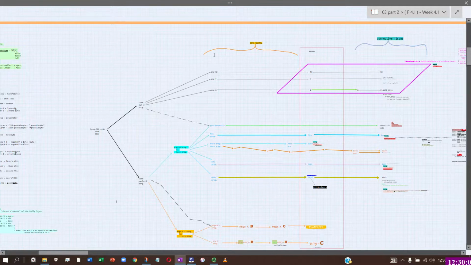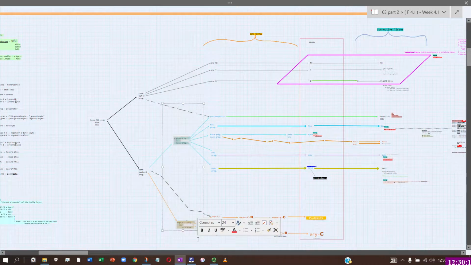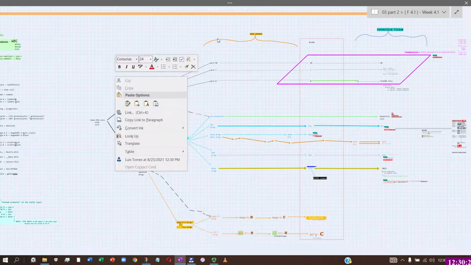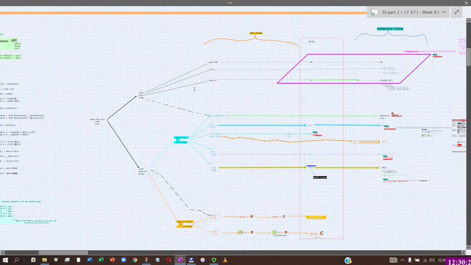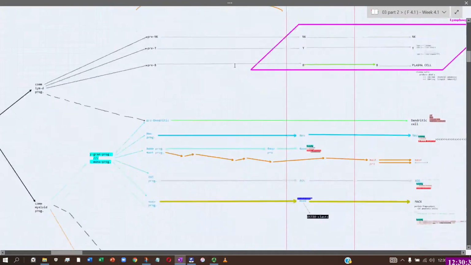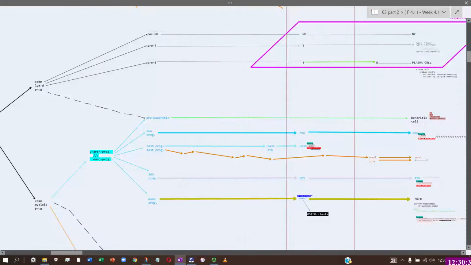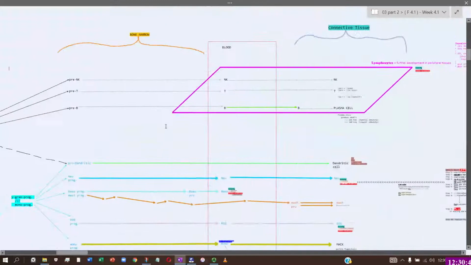So anyway, you have yet another column here of more differentiation that took place, and you keep going, and eventually you're in this column right here, where this whole region is stuff that happens within the bone marrow, as you can see. So you have all these precursors. That's why the word pre is all up in here.